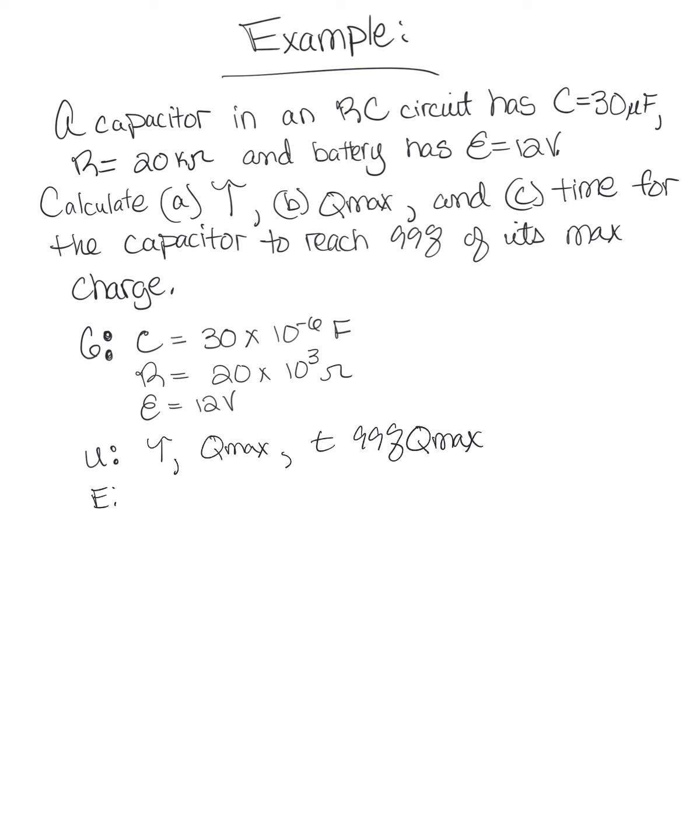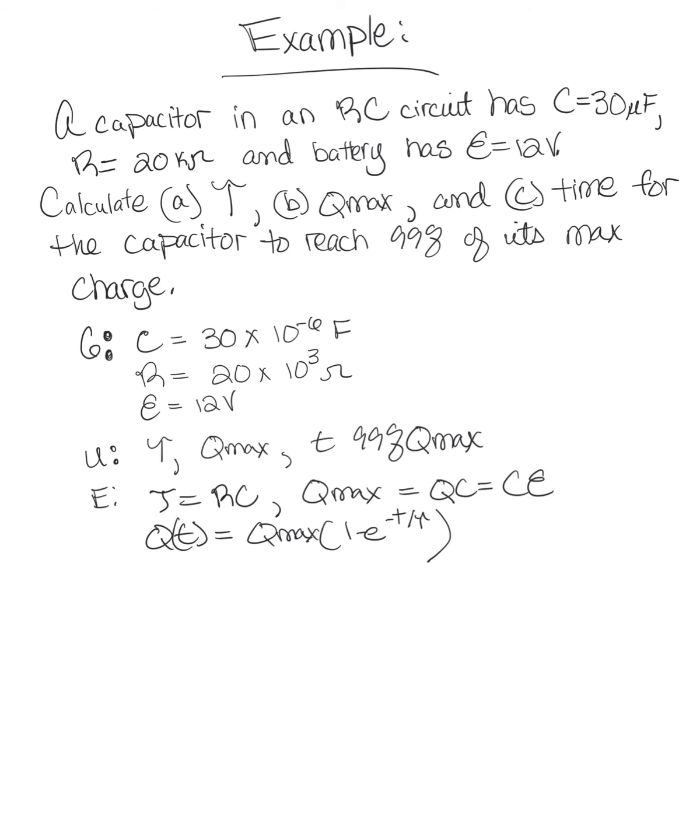All right, so what are some equations that we just learned? We know that tau equals RC. We also know that Q max equals QC, or in an ideal battery, CE. And then we also know that to find our charge at a particular time, our equation is Q(t) equals Q max times 1 minus e to the negative t divided by tau.